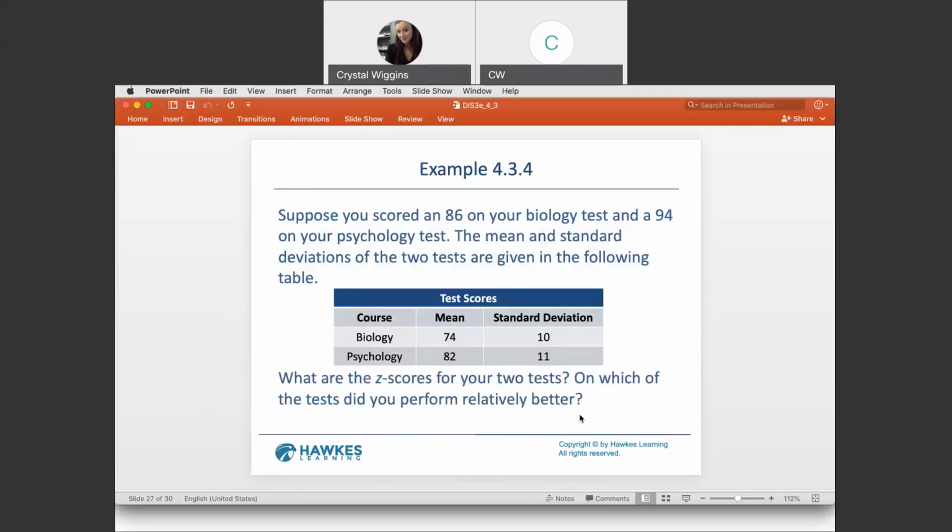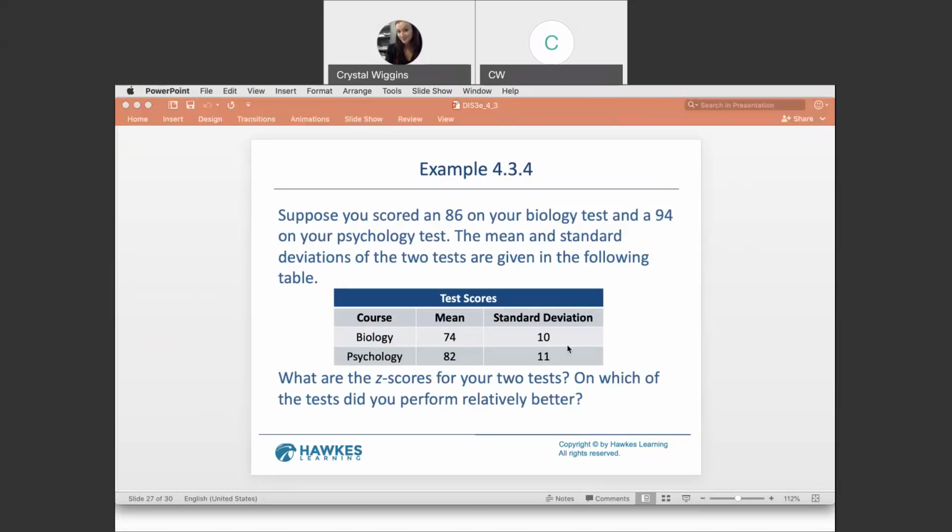Suppose you scored an 86 on your biology test and a 94 on your psychology test. The mean and standard deviations of the two sets are given in the following table. What are the z-scores for your two tests? On which of the tests did you perform relatively better? All right, let's do this one.